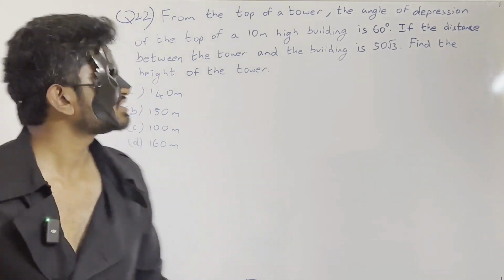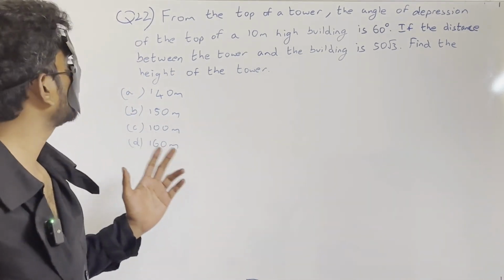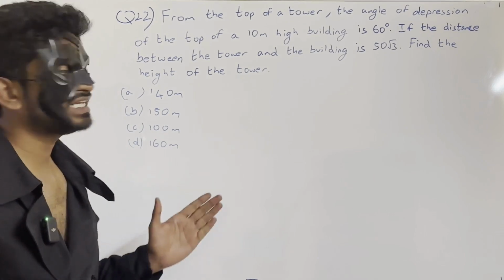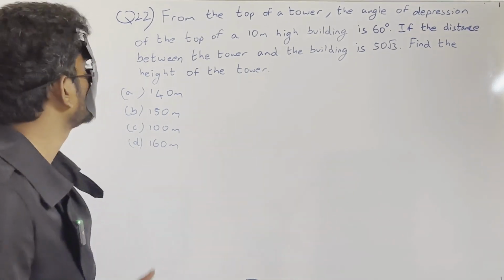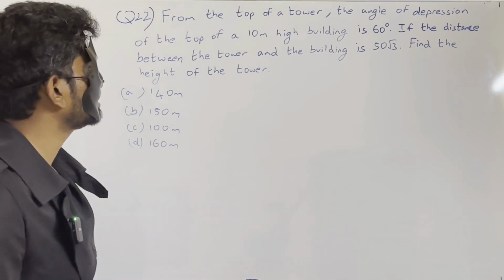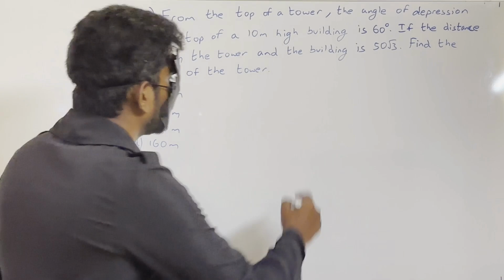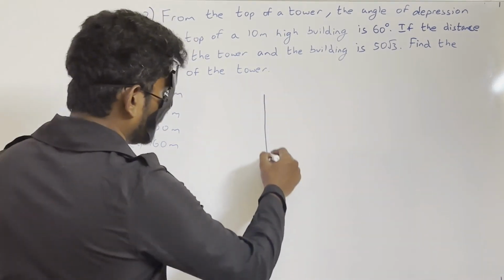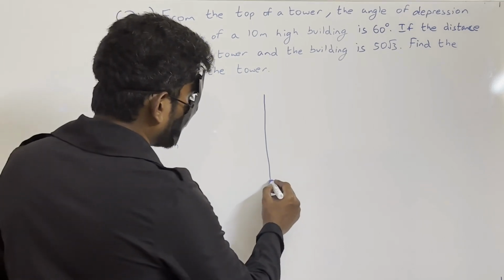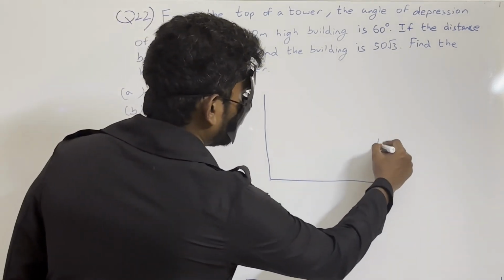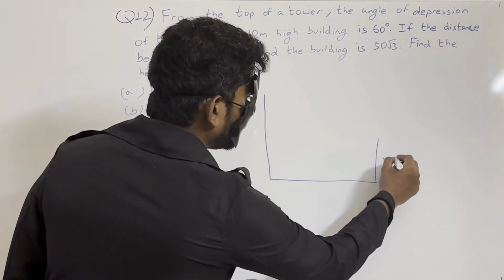So superhumans, the next question is: from the top of a tower, the angle of depression of the top of a 10-meter high building is 60 degrees. The distance between the tower and the building is 50 root 3. Find the height of the tower. So here what is given is, there is a tall tower here and there is a 10-meter high building here. This is 10 meters.